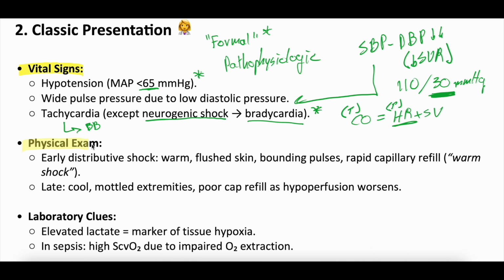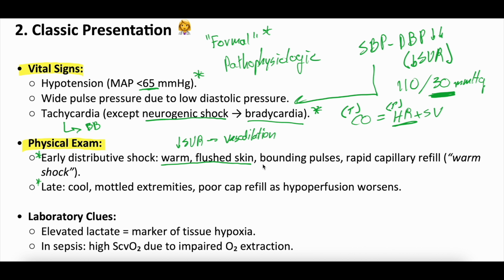What about physical exam wise? So you've seen the vital signs and you're like, this seems like it could be distributive shock. Well, what do you expect to see in exam? Well, early and late is how we're going to talk about this again. In early distributive shock, you're usually warm and flushed. Because of that decreased systemic vascular resistance, what that leads to is vasodilation of your cutaneous blood vessels. And that vasodilation of your cutaneous blood vessels leads to warm and flushed skin.